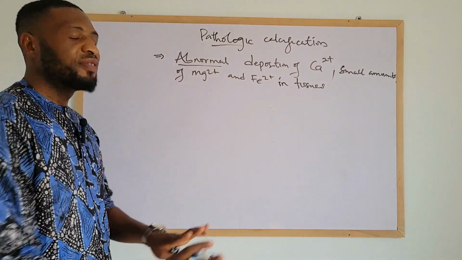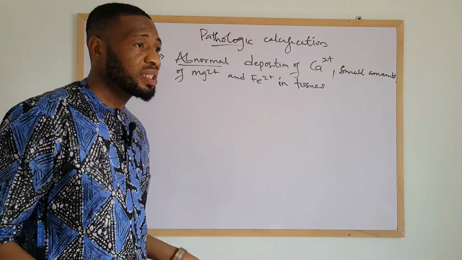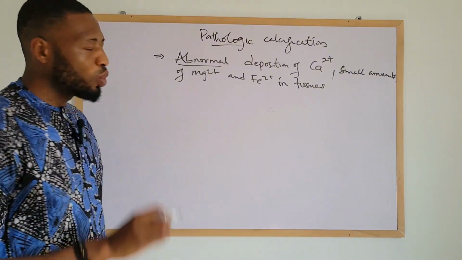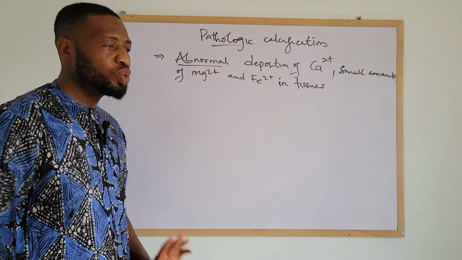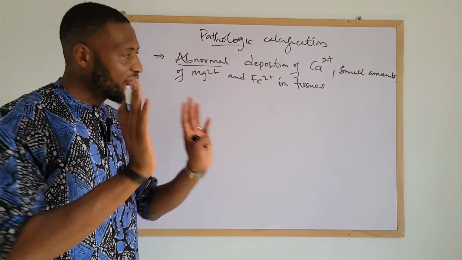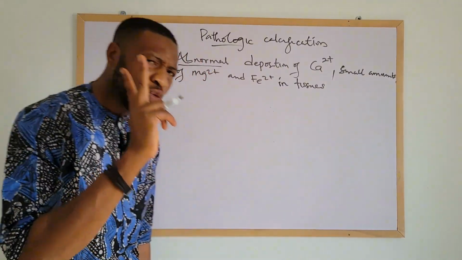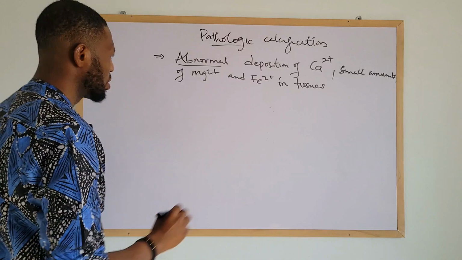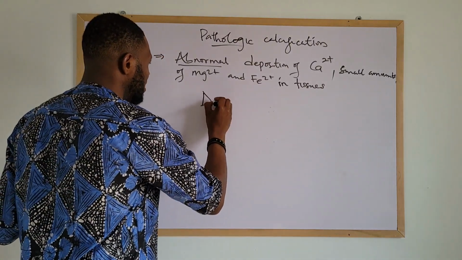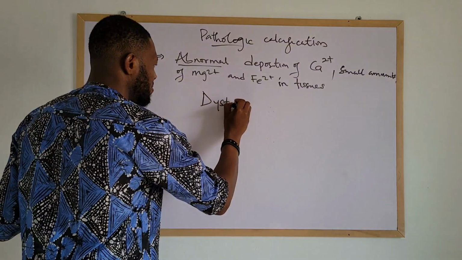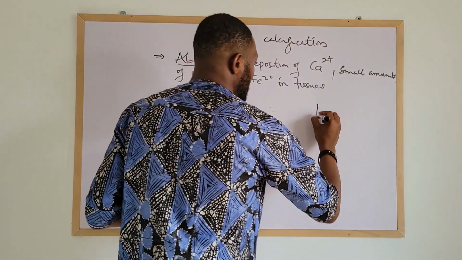Okay, now there is a physiologic calcification which we already know happens in bones, but for pathologic calcification, when there is abnormal deposition of calcium inside a tissue that should not calcify, that is what pathologic calcification is. And there are two forms of pathologic calcification. Pathologic calcification can either be dystrophic, or it can be metastatic.